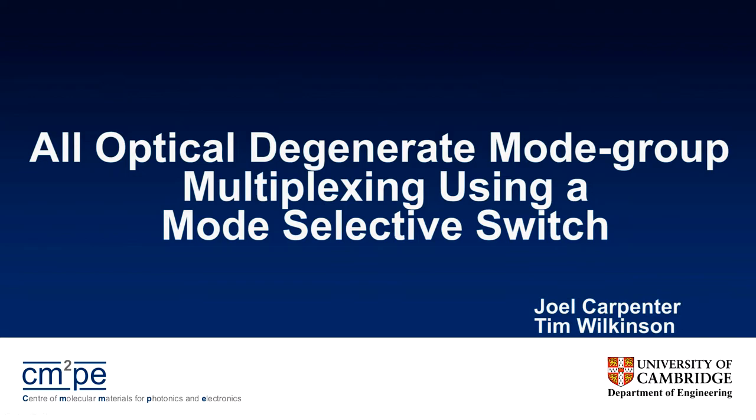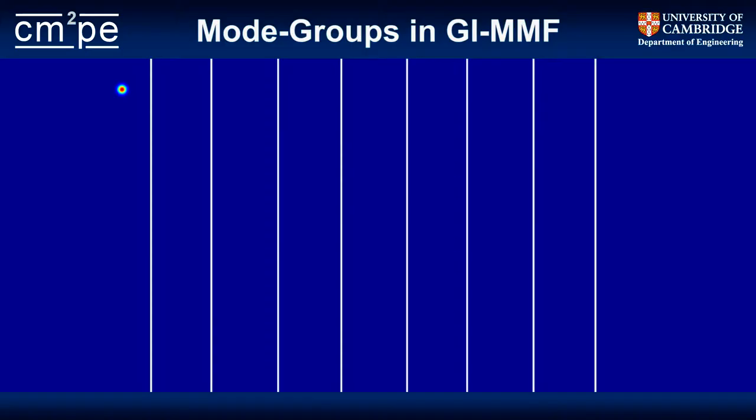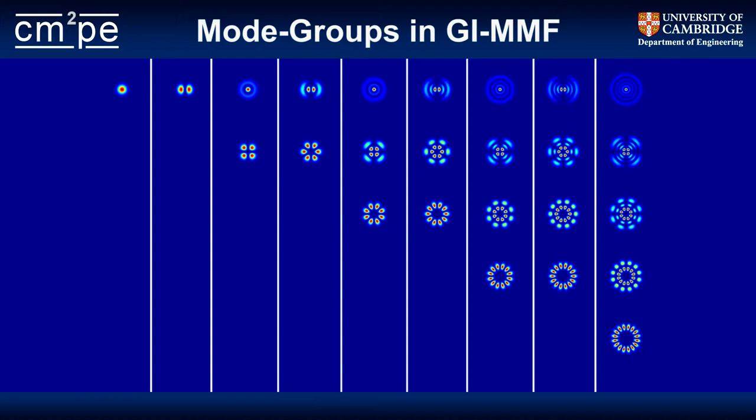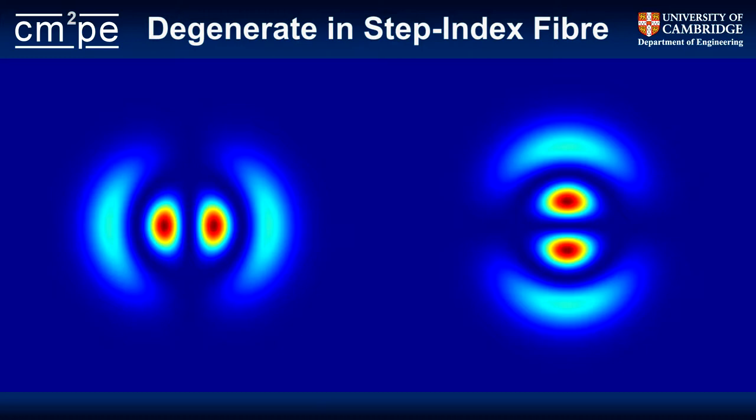So as you may know, modes in an infinitely parabolic graded index multimode fiber form degenerate mode groups, organized into columns here. All modes within the same column, the same mode group, have the same propagation constant and propagation delay. Whereas in a step index fiber, you might have an LP12 mode like this, which has odd and even forms with degenerate propagation constants. If you launch into either one of those, you don't know what superposition of those two you're going to get at the receiver.